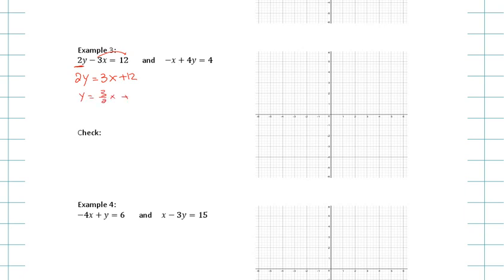Can I simplify 3 over 2? No, I have to leave it. Can I simplify 12 over 2? Yes. What does it become? Okay? So that means you have to use this equation to graph. Remember, guys, this is the same thing as this. Okay?